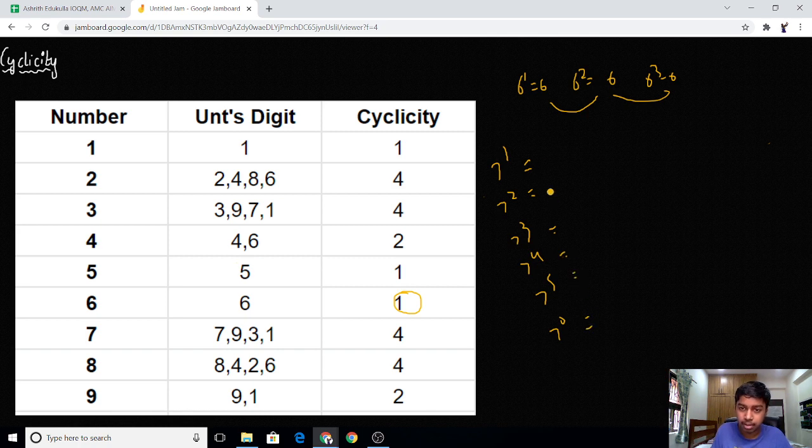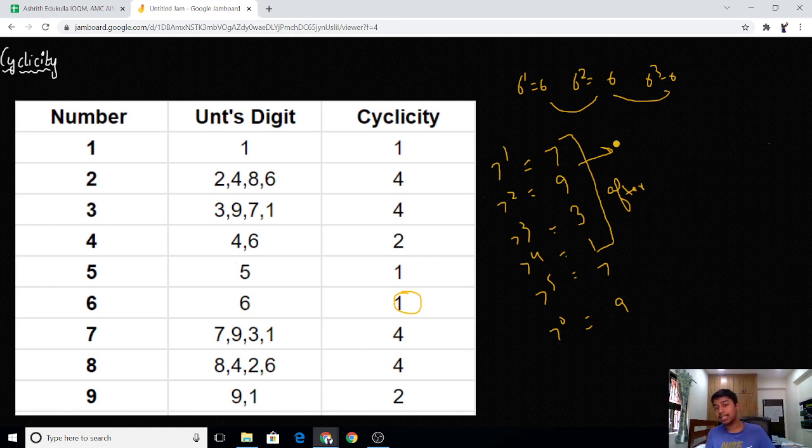7 power 1 is 7. 7 square equals 49. 7 cube equals 343. 7 power 4 equals 2401. Again we get 7 power 5 equals 7. After 4 it is getting repeated again. So we have 4 unique values here, so the cyclicity is 4.